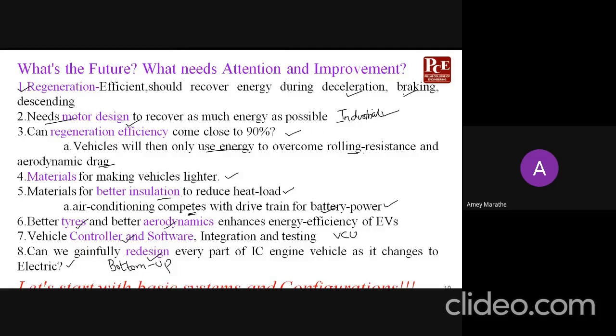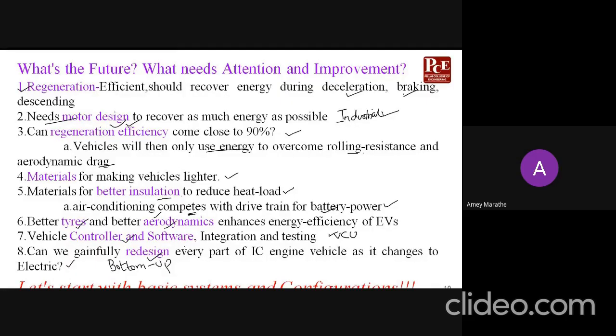So all these things require attention and improvement when it comes to EVs, even in India and in global markets. Since we are talking about Make in India and all, we have to design the motor in India. We will have to design the shape and size of the vehicle in India. We will have to design this VCU software in India. And then slowly we will have to design all the components of the EV in India, and that is what the FAME scheme is there for.